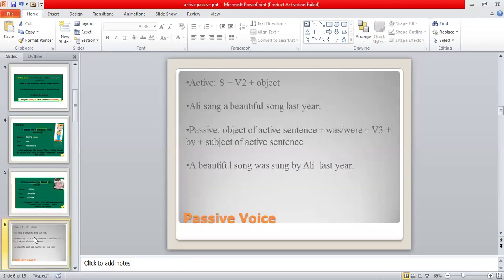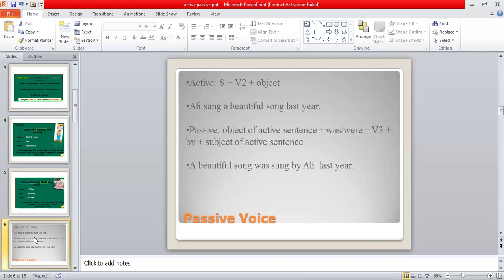Now, if we want to change a sentence into the passive voice, what is going to be the structure formula which is needed to change a sentence from active voice into passive voice? Suppose you can see here in the example, Ali sang a beautiful song last year. Ali is the subject over here, sang is the verb, and beautiful song is the object. Now, if you want to change this sentence into the passive voice, the structure formula will be that the object of the active sentence will come in the beginning of the sentence.